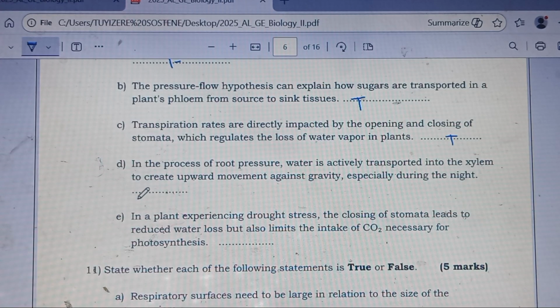D. In the process of root pressure, water is actively transported into the xylem to create upward water movement against gravity, especially during the night. For D, the correct answer also is true. E. If a plant experiences stress, the closing of stomata leads to reduced water loss but also limits the intake of carbon dioxide necessary for photosynthesis. Also, the correct answer here is true.